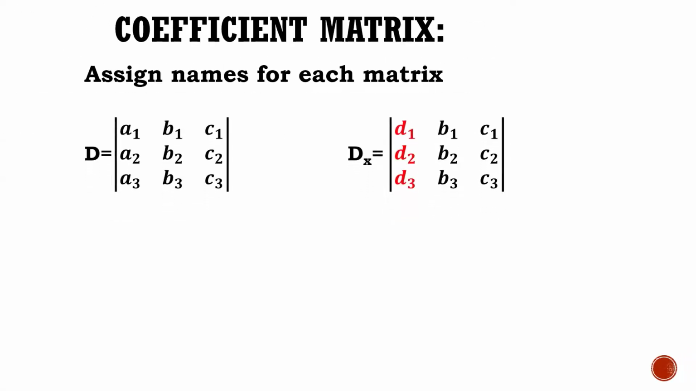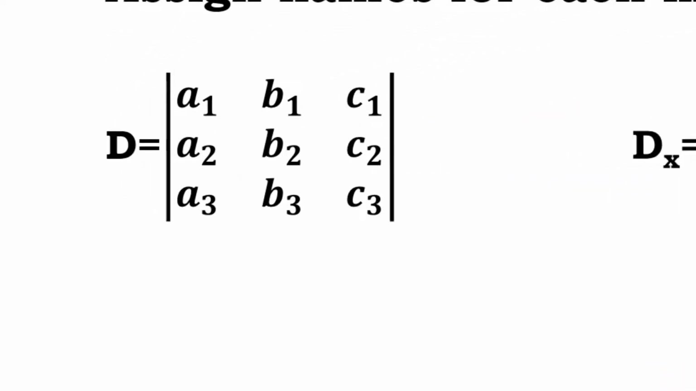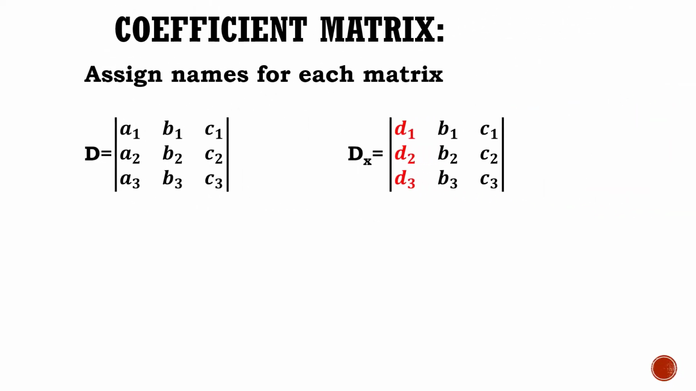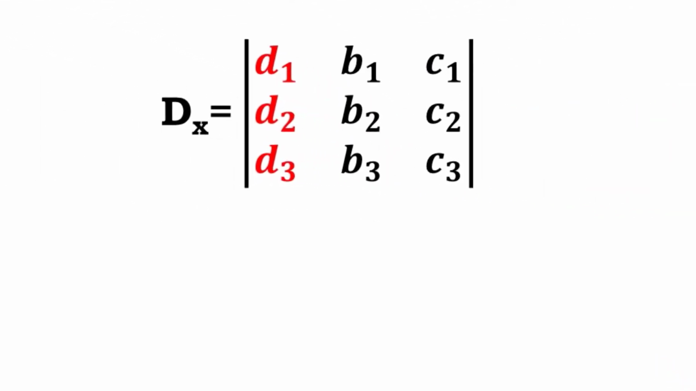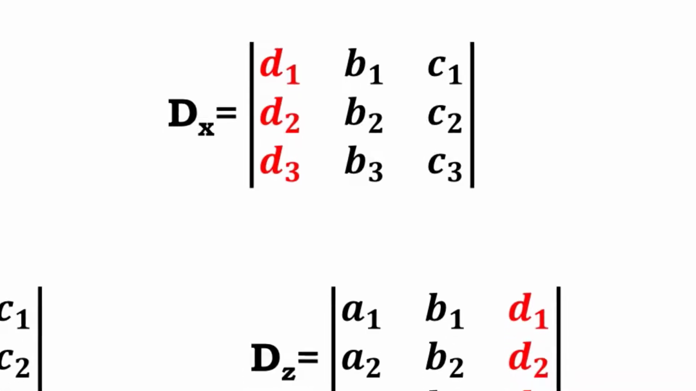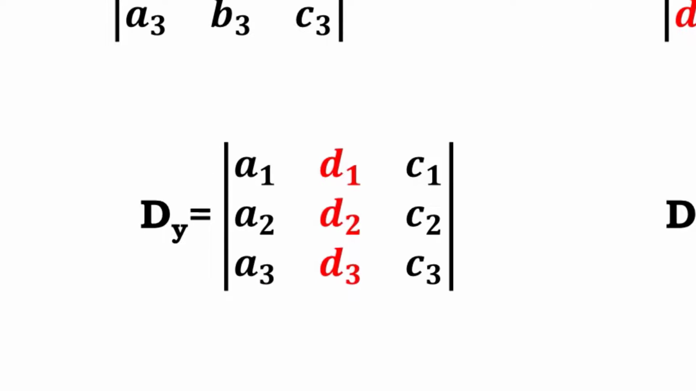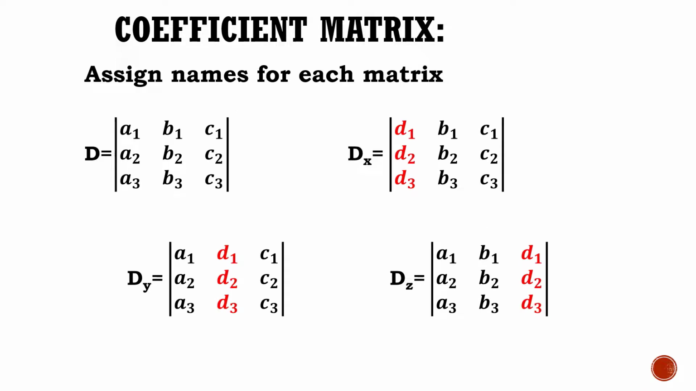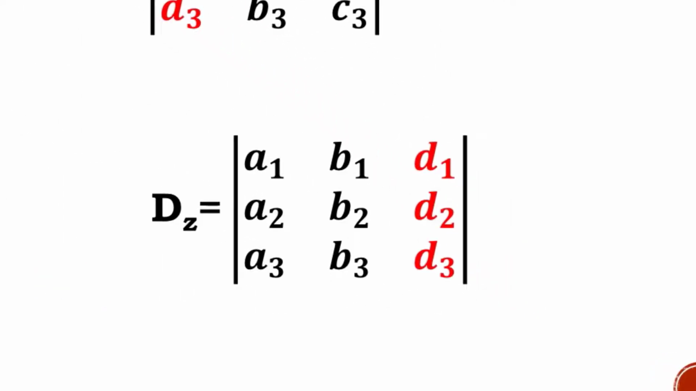Let's assign names for each matrix. We have the original determinant, which is A1, B1, C1, A2, B2, C2, A3, B3, C3. Then we have determinant of X, where the X column has been replaced with the constant column. Then we have determinant of Y, where the Y column has been replaced with the constant column. And determinant of Z, where the Z column has been replaced with the constant column.